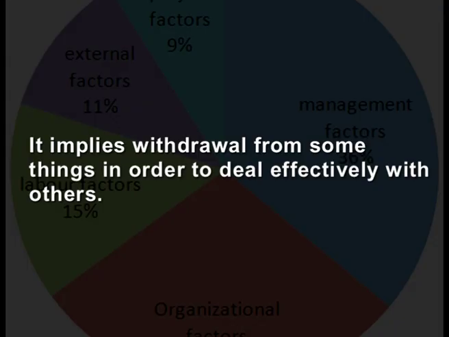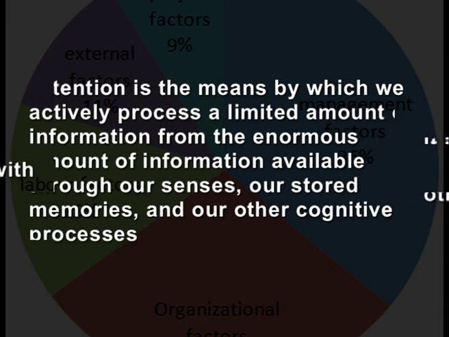First, we will focus on objective 1. Attention is taking possession of the mind in clear and vivid form of one out of what seem several simultaneously possible objects or trains of thoughts. It implies withdrawal from something in order to deal effectively with others. Attention is the means by which we actively possess a limited amount of information from the enormous amount of information available through our senses, our stored memories, and our other cognitive processes.